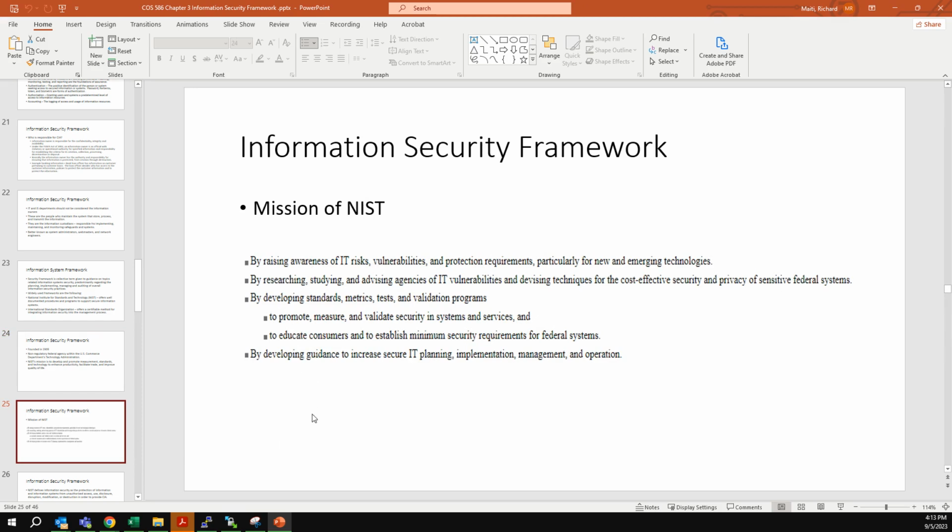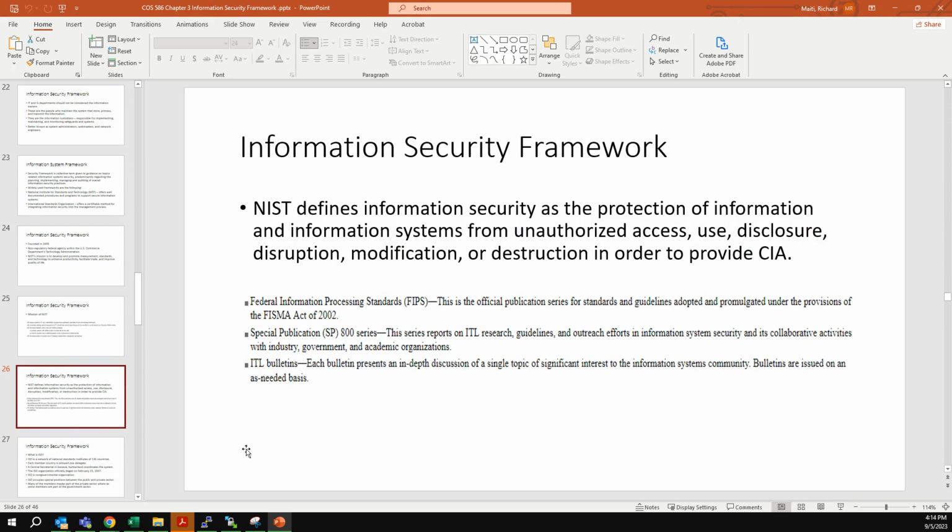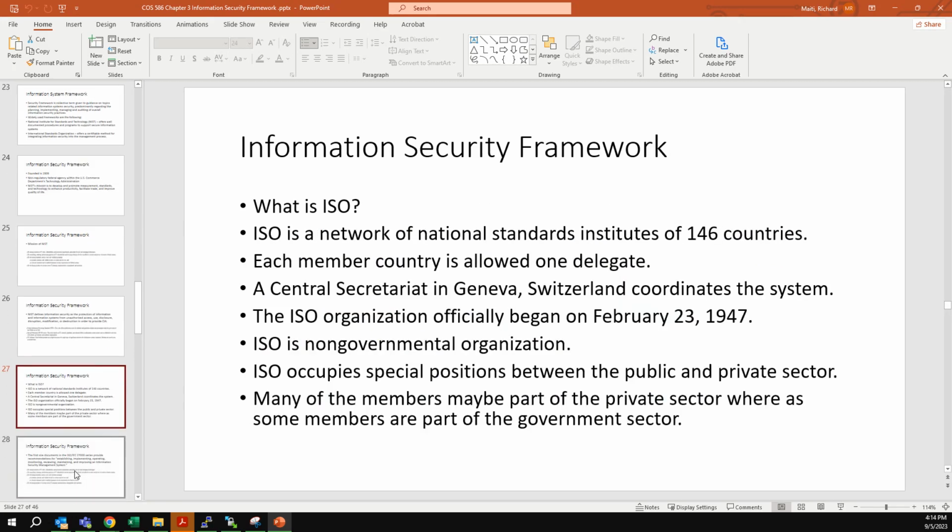So these are some of the missions of NIST: raising awareness of IT risks, researching, studying, and advising agencies of IT vulnerabilities, developing standards, metrics, testing and validation, and guidance. So basically bringing awareness and protecting of information. ISO is a national standard body in 146 countries.